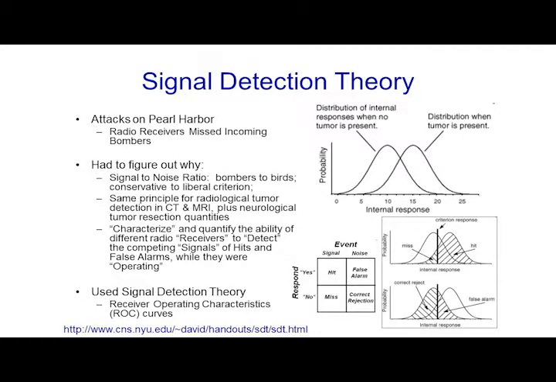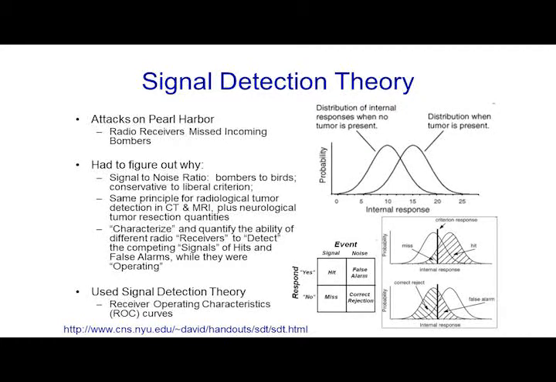We had the radio receivers that were missing the incoming bombers, and we wanted to understand why that might be happening. So we came up with this idea of signal to noise ratio. Signal in this case, or hits for the signal, would be planes, and noise would be birds. We talked about that in the context of cancer detection and memory experiments, and this idea that you can have a liberal to conservative criterion, and that it can shift. You can change how you place that criterion of what you decide to call a hit or a correct rejection as you do the task.